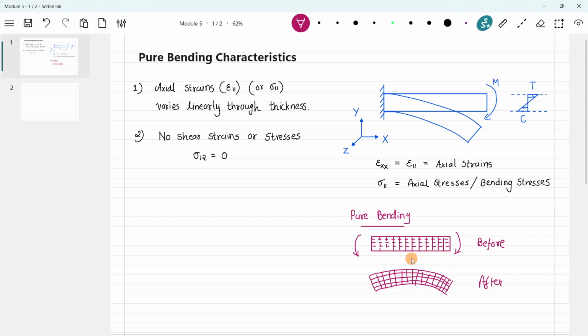And from this we can see that the shear stresses or strains in the 1-2 plane or xy plane are 0. Okay. Because as we know from the definition of shear strain, it is the change in angle between two perpendicular lines. So here they are remaining perpendicular, and hence we can say there are no shear stresses.